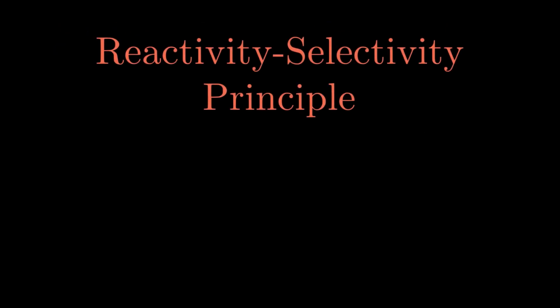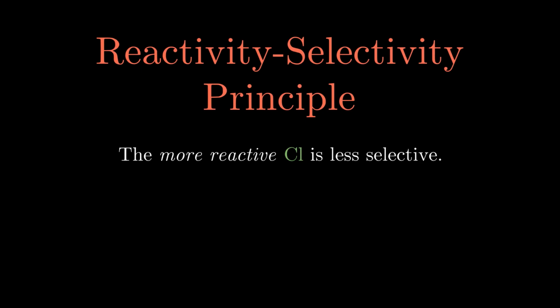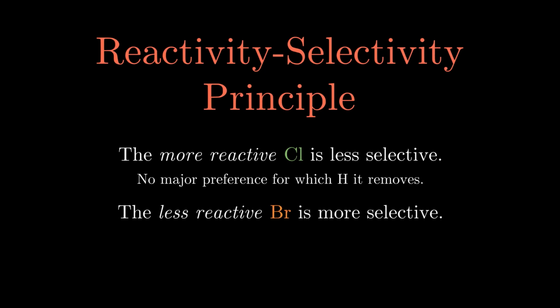In summary, the reactivity-selectivity principle tells us the more reactive chlorine is less selective and therefore has no preference for which hydrogen it removes. By contrast, the less reactive bromine is more selective, which means it heavily favors the removal of tertiary or secondary hydrogens.